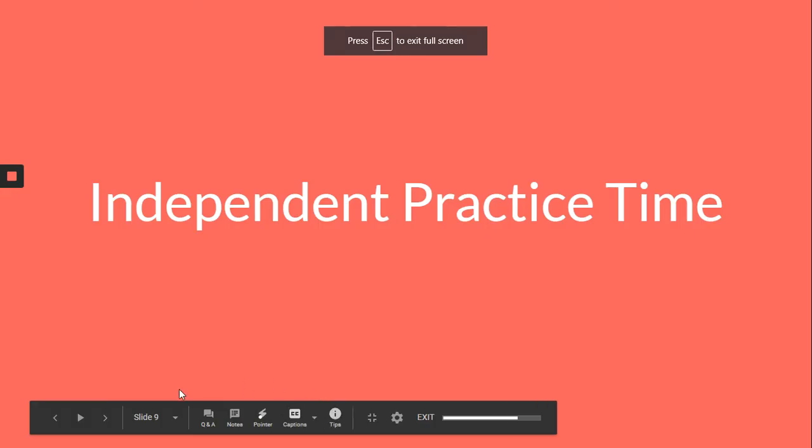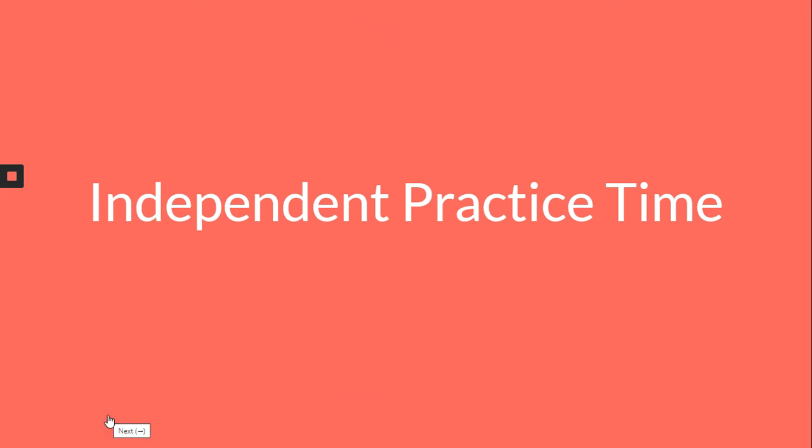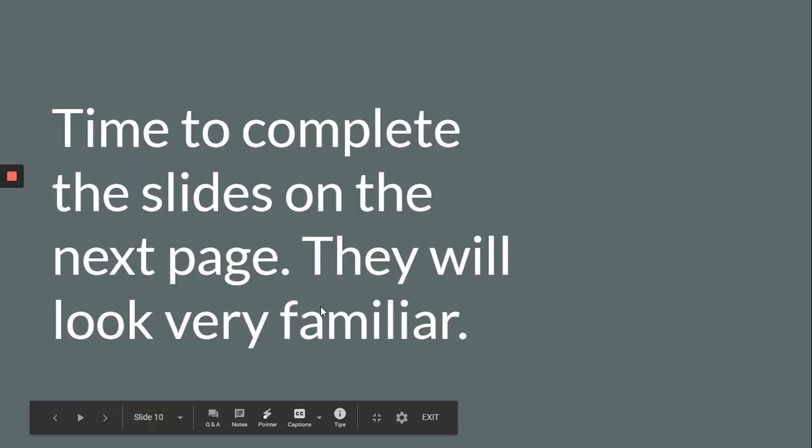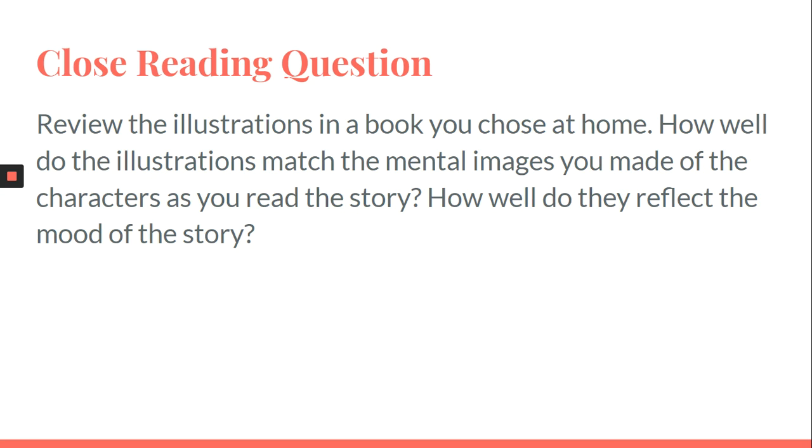What's going to happen is on slides 9 through the rest of the presentation, you're going to edit the slides for us. So you are going to complete the slides on the next page, and hopefully they're going to look very familiar if you watched this video. You can see here's your close reading question that I would like you to try to answer. It says, review the illustrations in a book you chose at home. So pick any book you want. Hopefully it's a book with illustrations though. How well do the illustrations match the mental images you made of the characters as you read the story? So exactly what we did with Rabbit and Coyote, but now you're going to try it on your own.